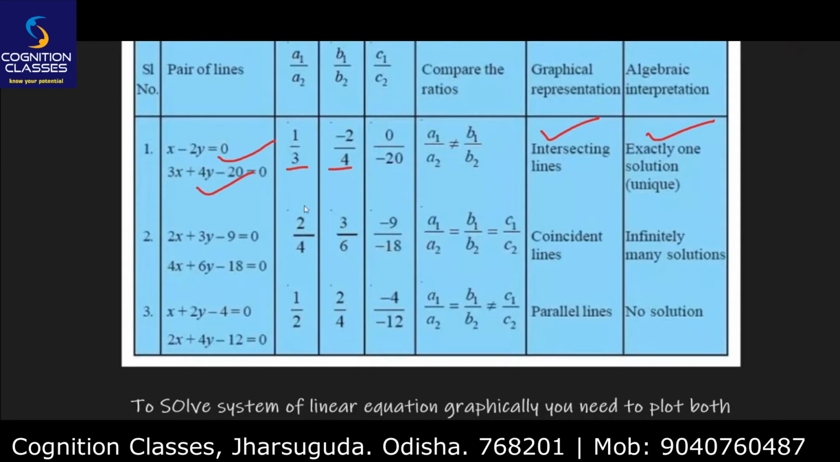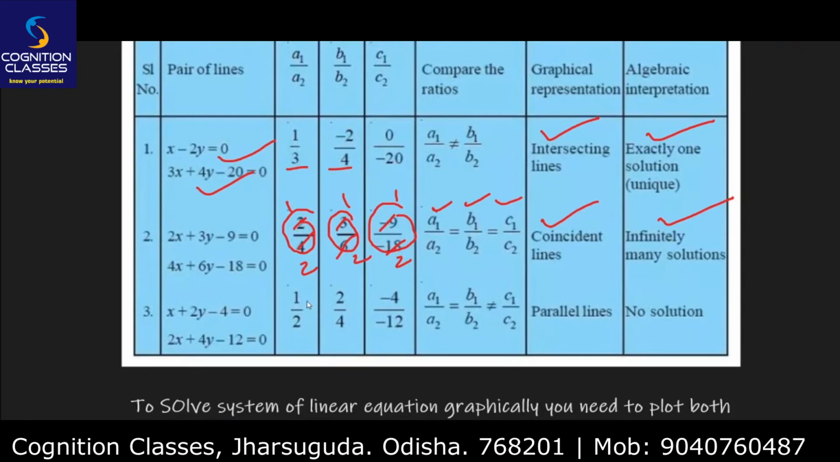Now moving to the second scenario, again I am calculating a1 by a2, b1 by b2 and c1 by c2. In this case, 2 ones are 2, 2 twos are 4, so this will give me 1 by 2 again. So in this scenario a1 by a2 equals b1 by b2 equals c1 by c2. If the ratios of all three coefficients are equal, then the lines will always be coincident lines. It means the two lines will always overlap each other. In this case, we can say that the given pair of linear equations has an infinite number of solutions.